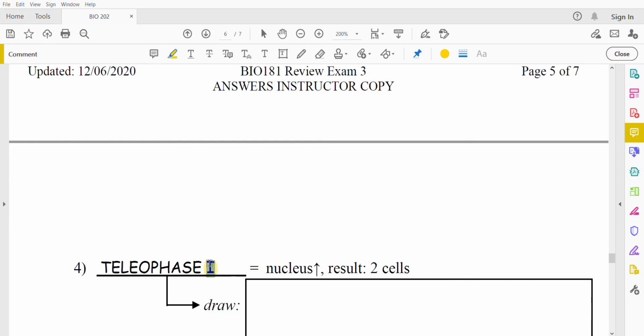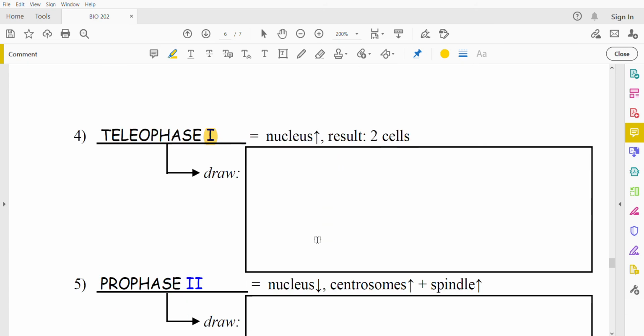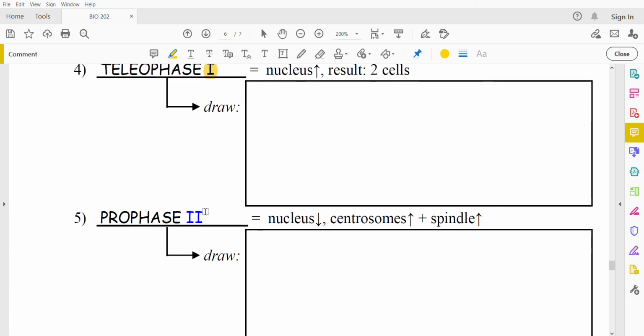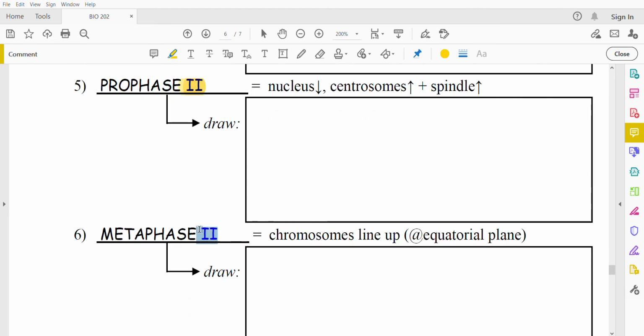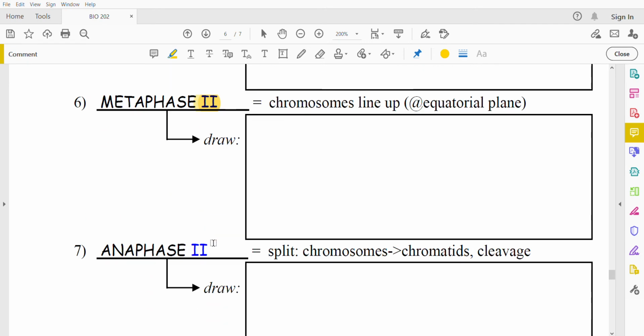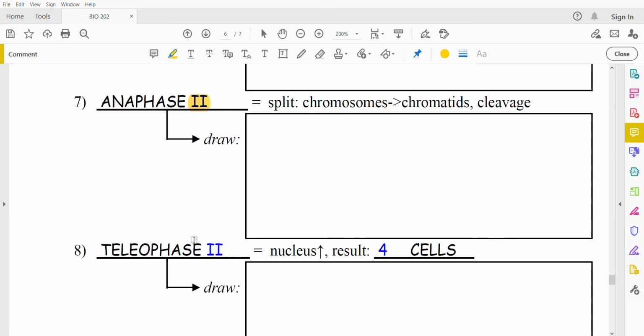So they're the exact same steps in terms of the names that we saw earlier on. But what happens in these is a little bit different in terms of appearance. But after that, we have these repeated again, but these are now prophase 2, metaphase 2, anaphase 2, and of course finally our telophase 2.